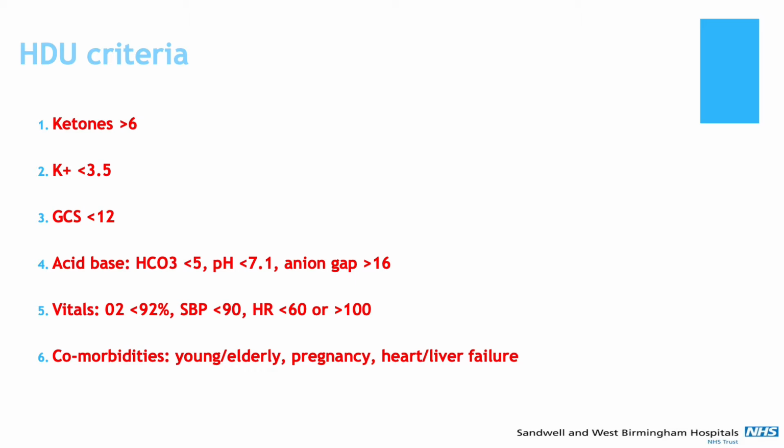So the HDU criteria, if they've got ketones above 6, a potassium of less than 3.5, a GCS of less than 12, a bicarb of less than 5, or a pH less than 7.1, or an anion gap above 16. On the obs, low saturations, low systolic blood pressure, a low or a fast heart rate, and then certain comorbidities such as the very young, the elderly, those who are pregnant, and those with heart or liver failure.